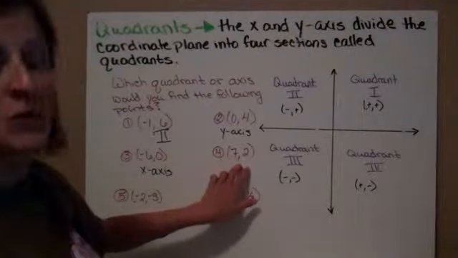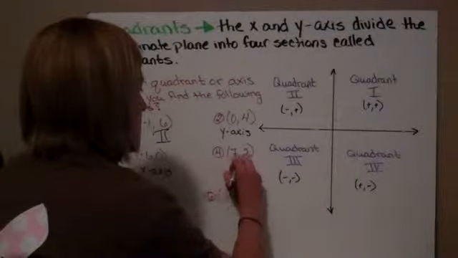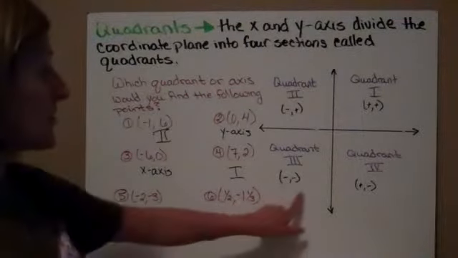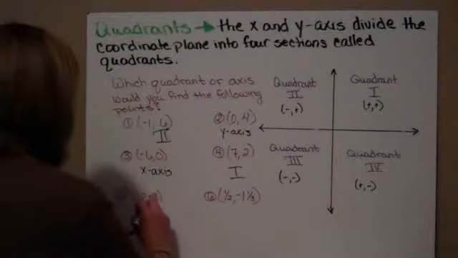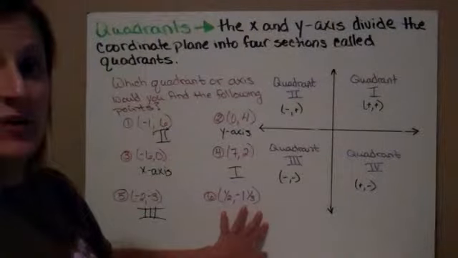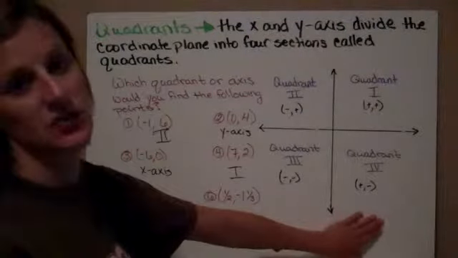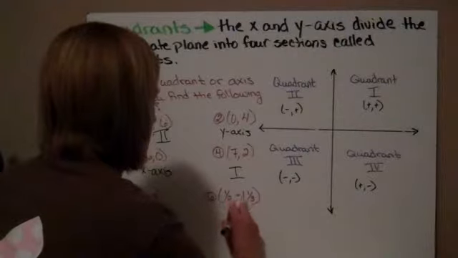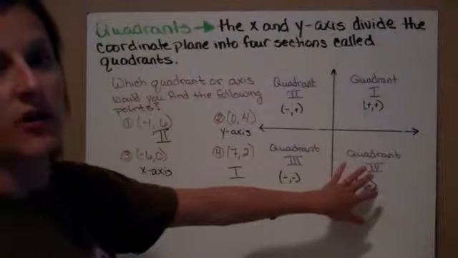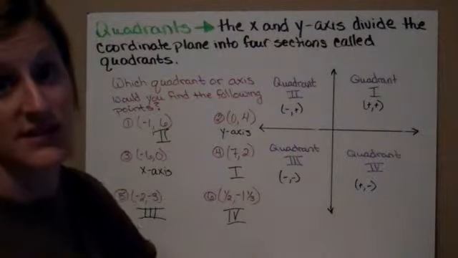Now 7, 2, both points are positive. When both are positive, I'm going to be in quadrant 1. Now in this one, both x and y coordinates are negative, so I'm going to be in quadrant 3. This last one, 1 is positive, 1 is negative. Notice the x value is positive and the y value is negative, so that puts me into quadrant 4. So basically, you can tell which quadrant a point's going to fall into by just looking at whether the x-coordinate is positive or negative and if the y-coordinate is positive or negative.